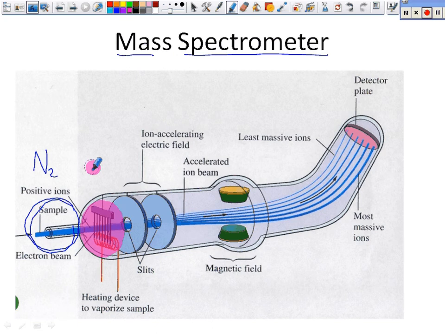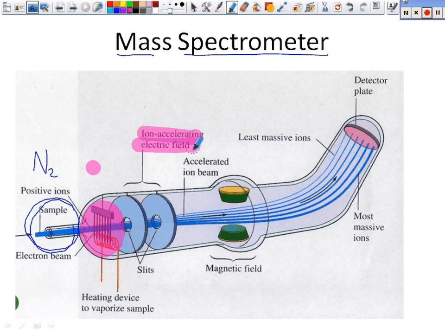Why in the world would you have to put electrons on something to make it be charged? Okay, but we're adding electrons to it. We're bombarding with electrons to make it charge, to create a flow. It's basically going to create this flow. So here's what's going to happen. It's passing an ion accelerating electric field.